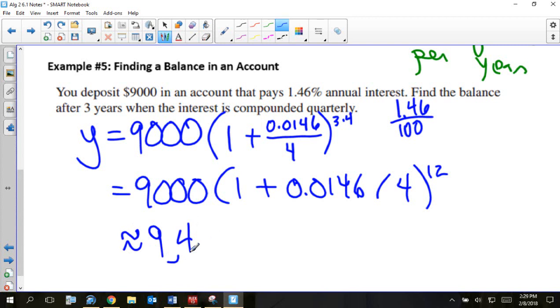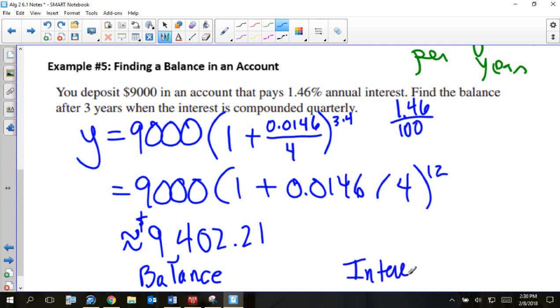What it is though would be $9,402.21. That would be the balance. I think in homework it might ask for the interest. You just have to read it. If they wanted to know the interest, what would be the interest? 402 and 21 cents. Right. Just whatever it asks for, make sure you answer the correct question.